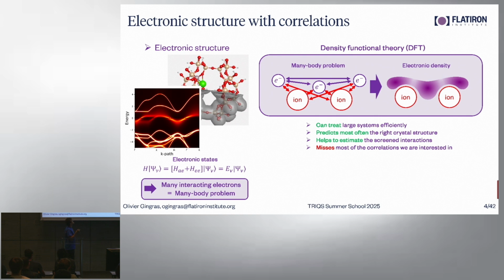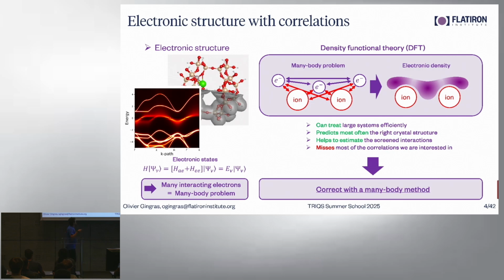But, of course, this mapping from a full many-body problem to a reduced-complexity problem comes with some costs. In particular, it doesn't really capture the correlations which we're actually interested in to begin with. And so, the strategy is to start from DFT as a reference point and then correct with some many-body methods, in this case, DMFT.